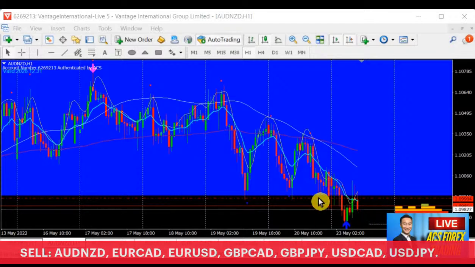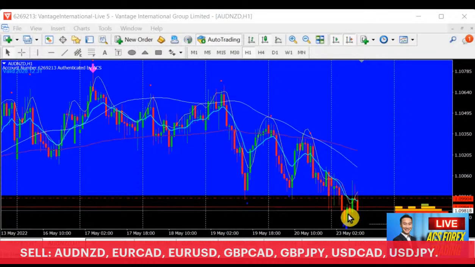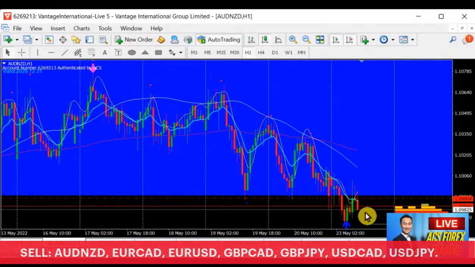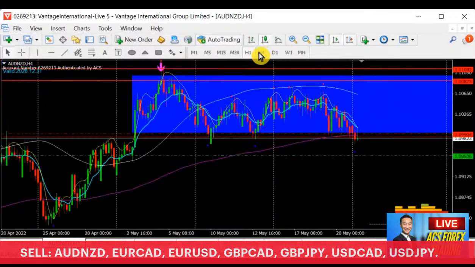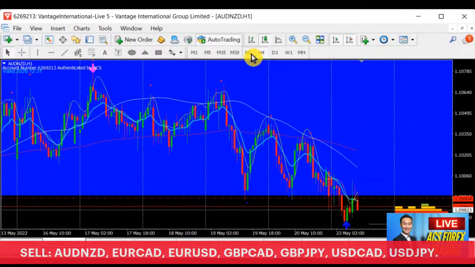So Aussie Kiwi, I hope some of you have already grabbed some profits here, because it has already tested the previous support which became the resistance, and now it's actually coming down at about 9 pips.